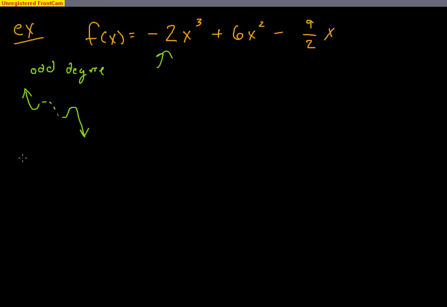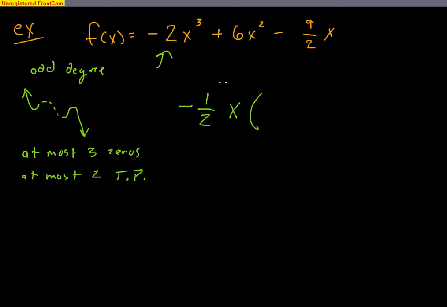Let's see here. I know that there are at most 3 zeros. And I know that there are at most 2 turning points. Okay, and let's talk about zeros real quick. Well, let's see here. What could I factor out of this? This is pretty ugly. I don't like fractions. Watch what I'm going to do here. I don't like negatives either. I'm going to factor out a negative 1/2 x.